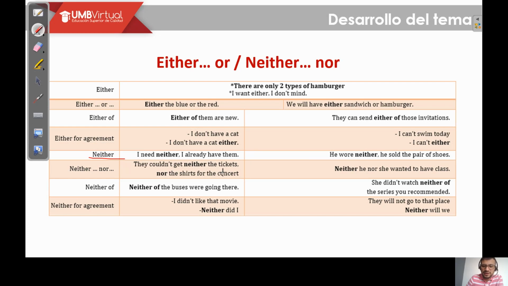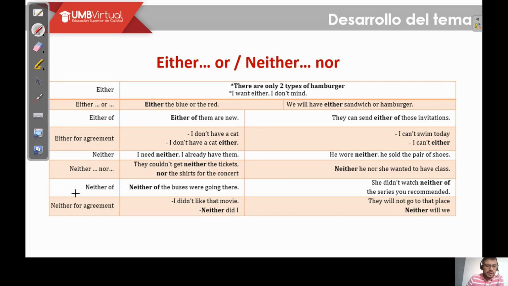They couldn't get neither the tickets nor the shirts for the concert. ¿Sí? Aquí significa ellos no pudieron comprar ni el uno ni el otro. Neither he nor she wanted to have class. Ni él ni ella querían.